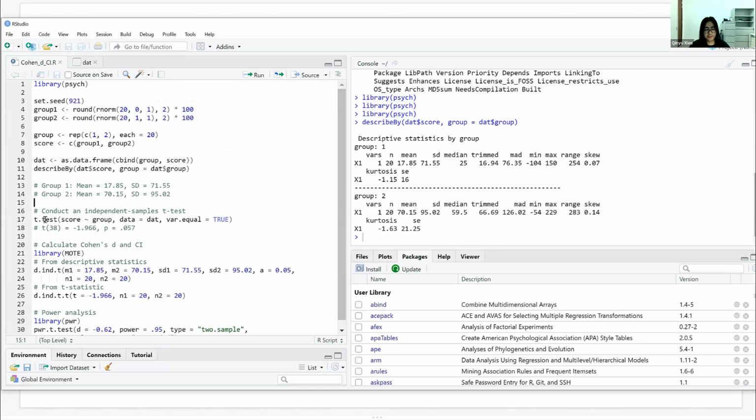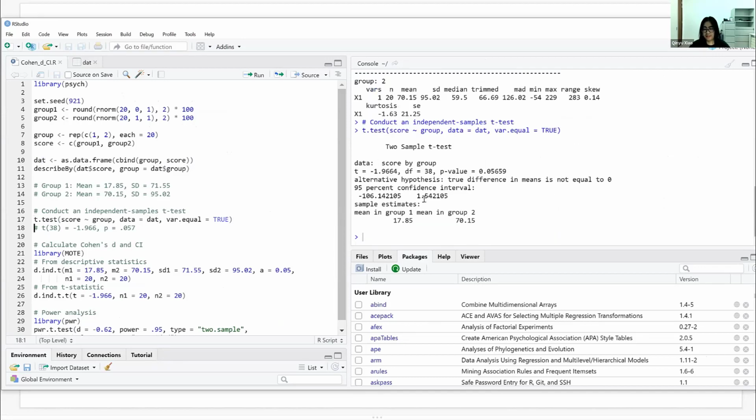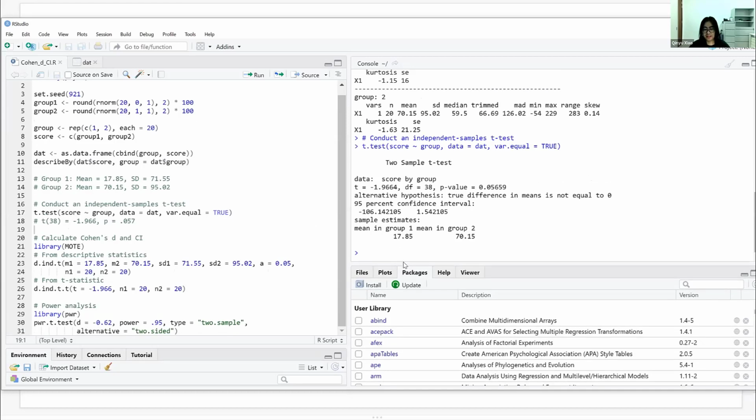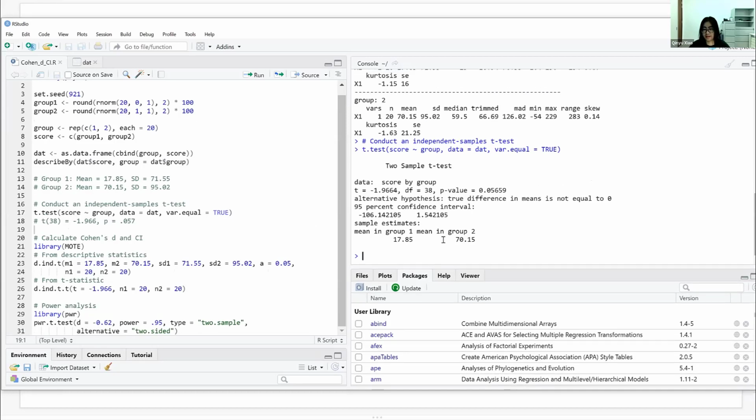So now we run this. We conduct this independent samples t-test on the data that we just generated. The result indicates a marginally significant difference between the groups. I have t equals 0.966, and the degrees of freedom is 38. Okay, here we've got the statistics that we need to calculate effect sizes.